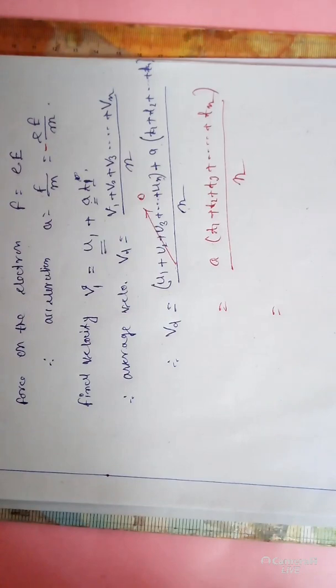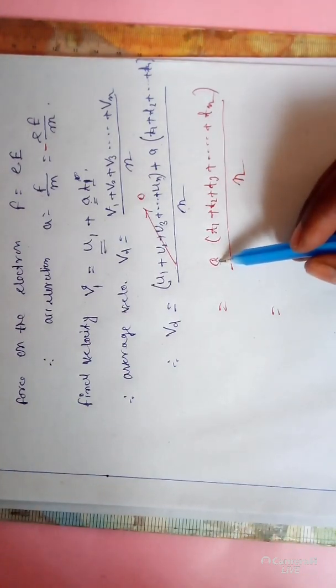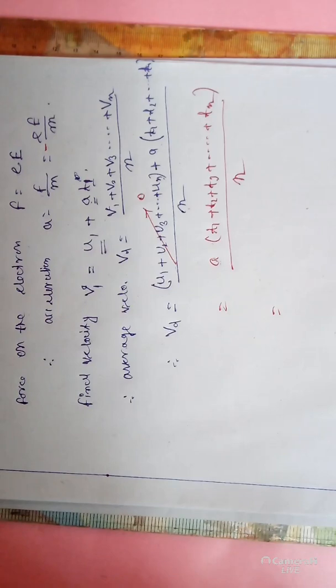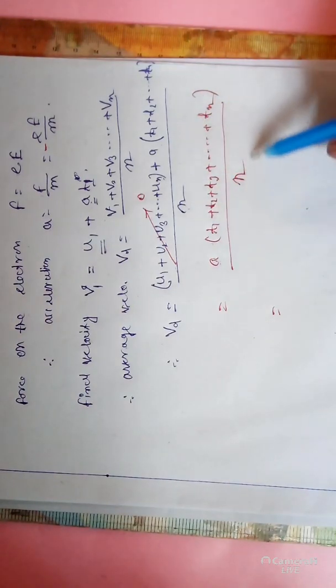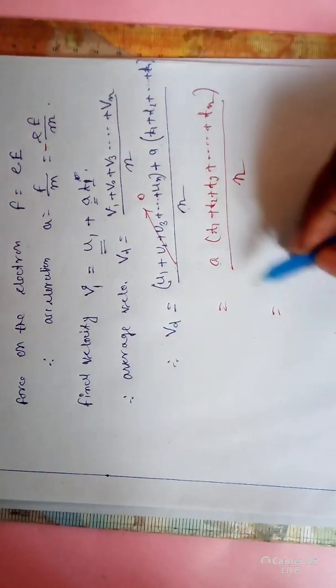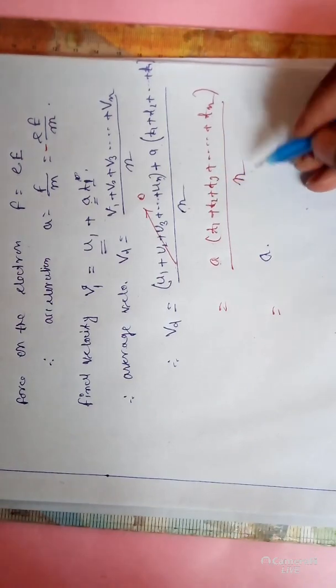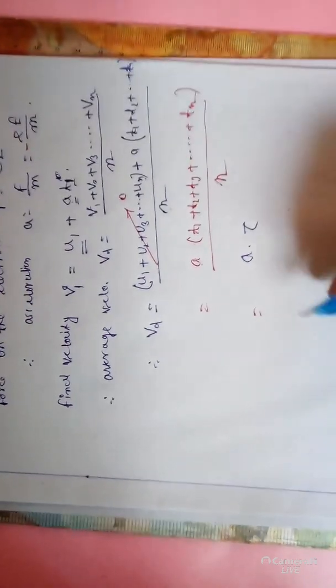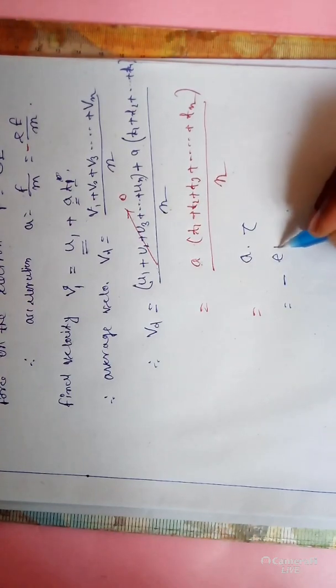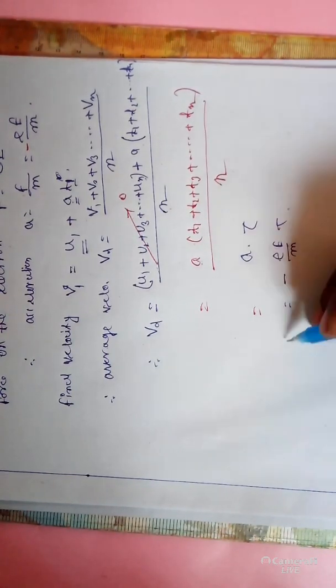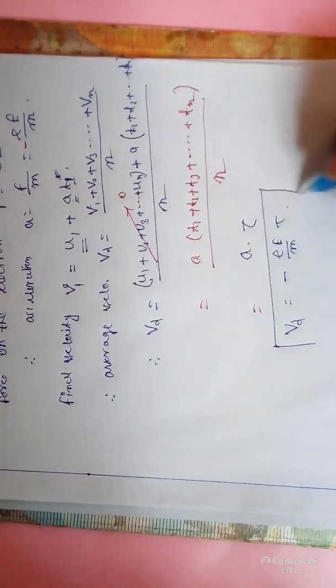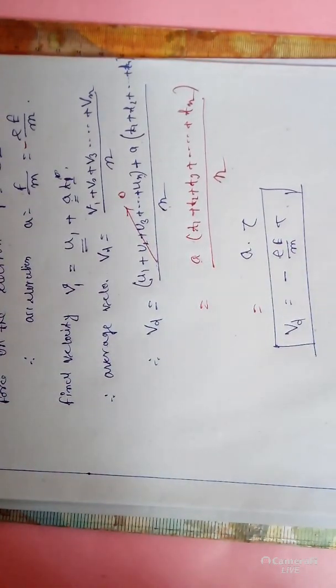So what will be the value? Put the value of a. a means acceleration, eE by m, and this is the average relaxation time. So a into t1 plus t2 plus t3 dot dot tn by n is a into tau. So the value will be minus of eE by m into tau. Very important relation. The drift velocity of an electron inside the conductor is Vd is equal to minus of eE tau by m. You have to remember.